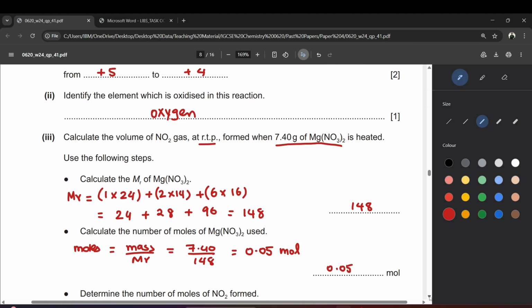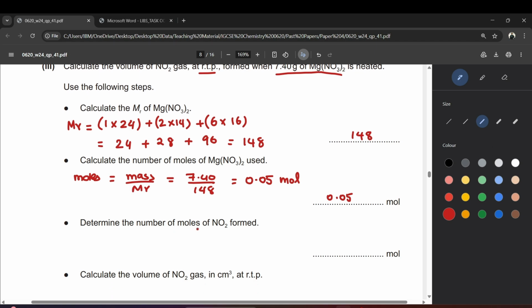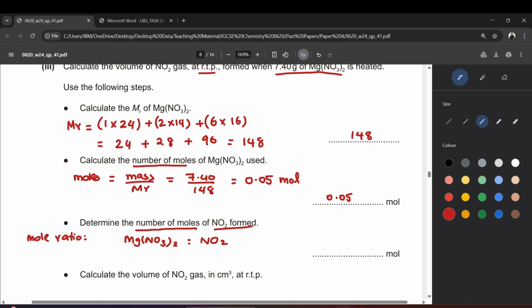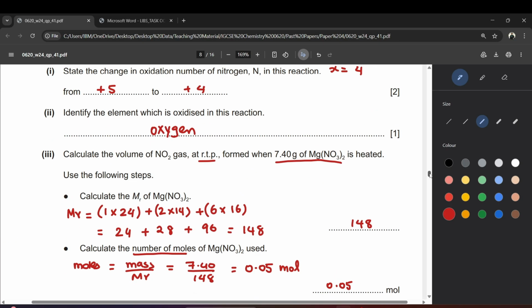All right. The next part is determine the number of moles of NO2 formed. Whenever you're asked to calculate the number of moles, and immediately after that, you are also asked to calculate the number of moles of a different substance, this is an indication that here you have to use mole ratio. How do we use mole ratio? We found out the moles of magnesium nitrate, and we need to now find out the moles of NO2. So we always need to look at the equation. So let's take a look at the equation.